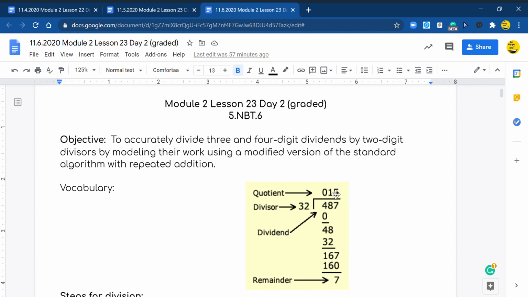And then up at the top is how many total groups I get out of my dividend, which is our quotient. It's also known as our answer, but I like quotient because that's the academic vocabulary. So let's go look at our model problem, problem number 1, that we'll be working with today.